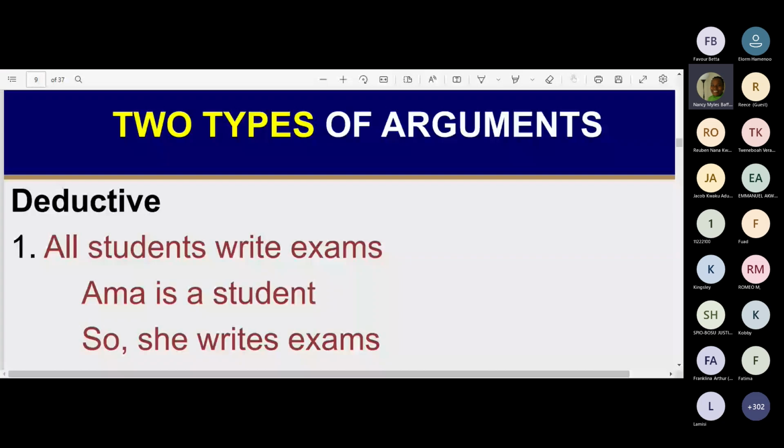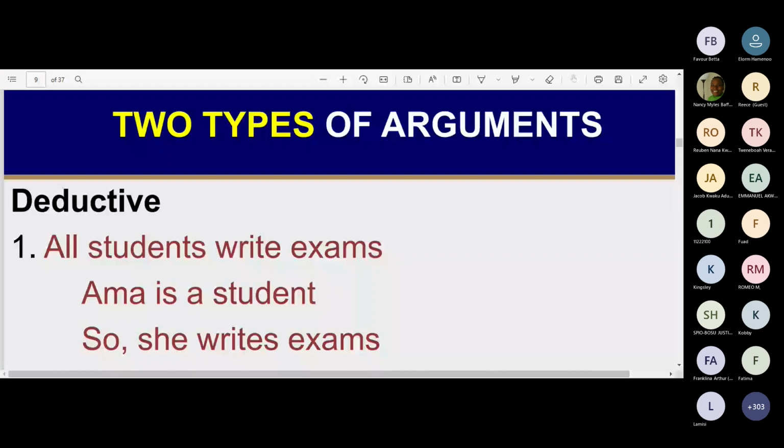Now, you know something about all students, and we are taking it to be true. Because it may not be true. Some students don't write exams. They just do a defense. So it may not necessarily be actually true out there that all students write exams in UPO. All right? But we want to say, suppose it were true that all students write exams. The second thing is, look at what she's saying. Amma is a student. Then what you know of all students will be true also of Amma.